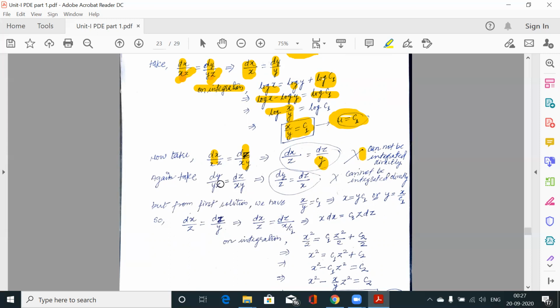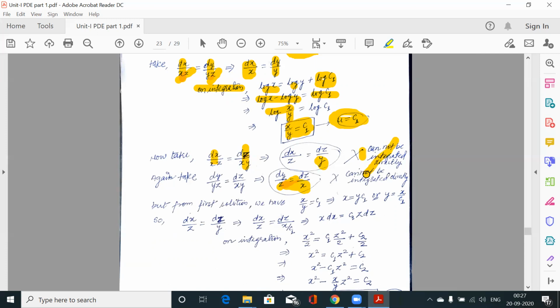Similarly, if we take second and third, y would be cancelled. This will be dy over z equals dz over x. Again, this z is not the problem because this can go on this side, so z dz can be integrated, but what about this x? This x cannot be integrated with dy or dz. So again, we have the problem. We cannot go for direct integration. So we have written here, these cannot be integrated directly.